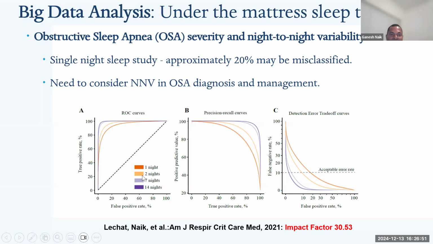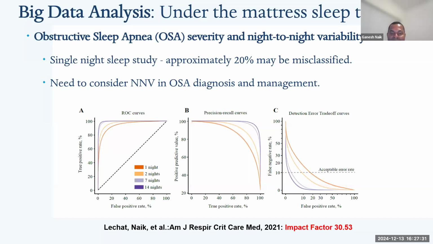Then we increased the number of nights: what happens with 2 nights, what happens with 7 nights. We found that if you use 14 nights of sleep data for a participant, it gives very accurate results. It also allows clinicians to clearly assess whether patients have severe sleep apnea, or how much variation there is in their sleep. This was published in the American Journal of Respiratory and Critical Care Medicine, with an impact factor of around 30.